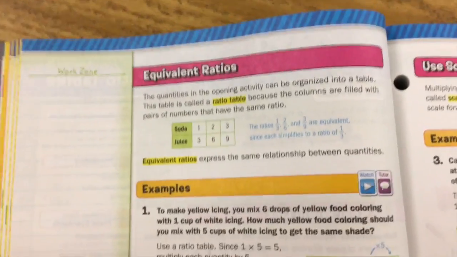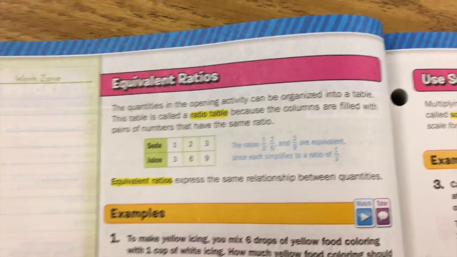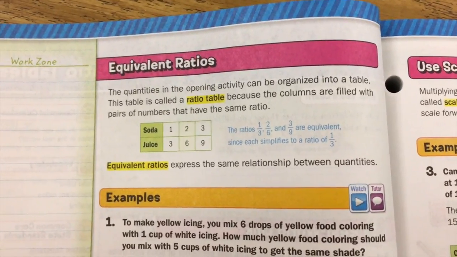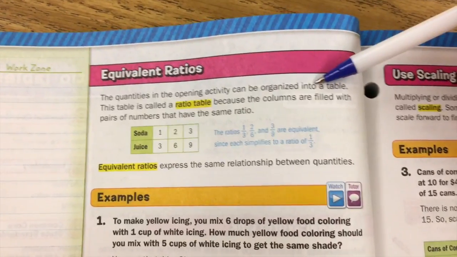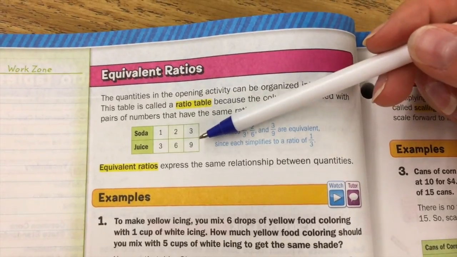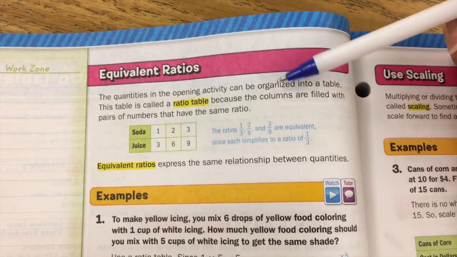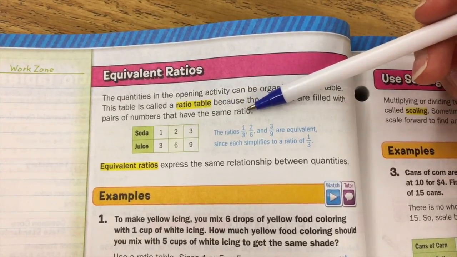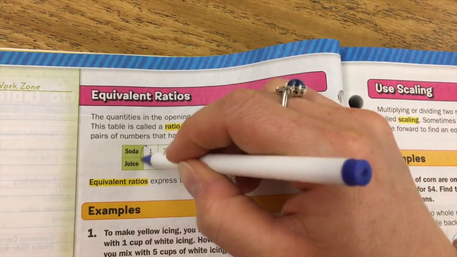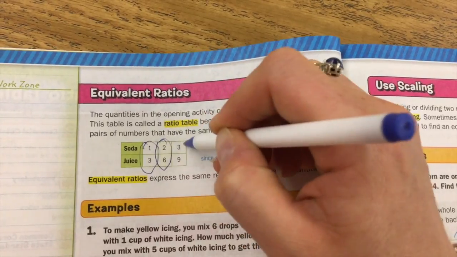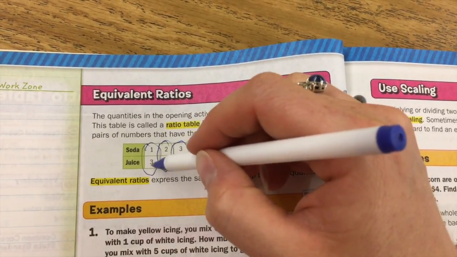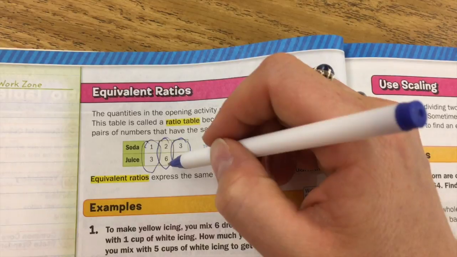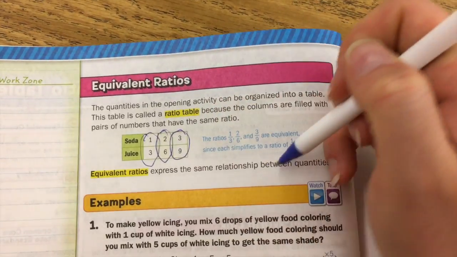So let's talk about a ratio table and equivalent ratios. The quantities in the opening activity can be organized into a table. That's this down below. This is called a ratio table because the columns are filled with pairs of numbers that have the same ratio. So this is a ratio, this is a ratio, and this is a ratio. 1 soda for 3 juice, 2 sodas, 6 juice, 3 sodas, 9 juice.